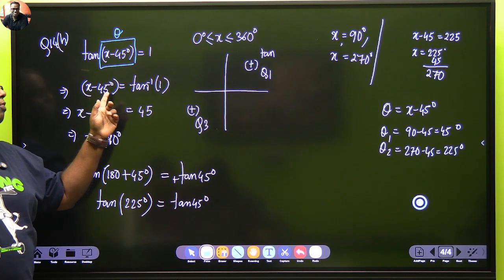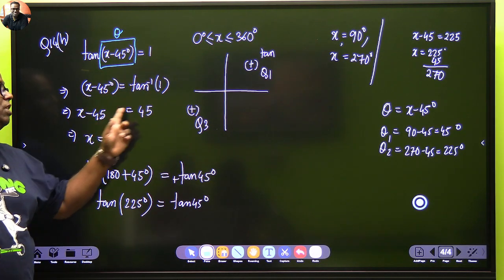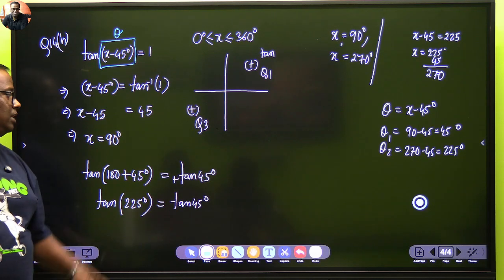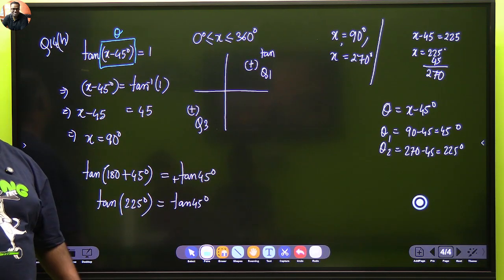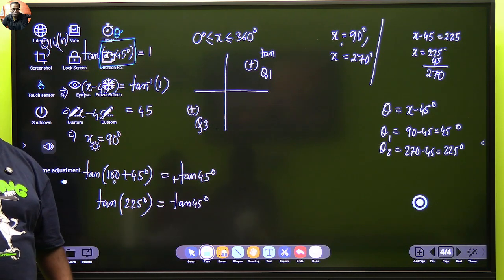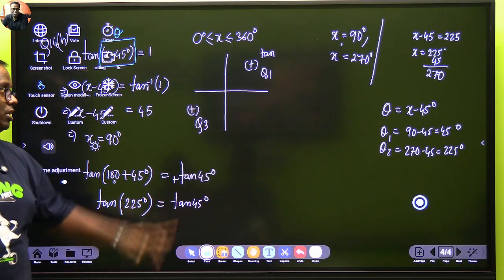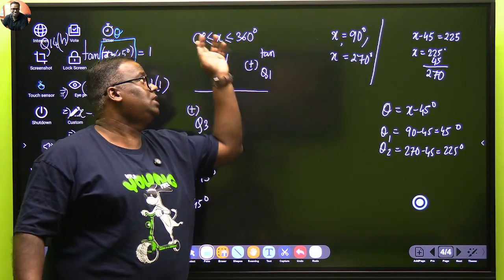Tan of x minus 45 equal to 1. So x minus 45 should be tan inverse 1. That means x minus 45 is 45. That means x is equal to 90. Have you understood? Very good. So that is one value of x, which is lying in this bandwidth.